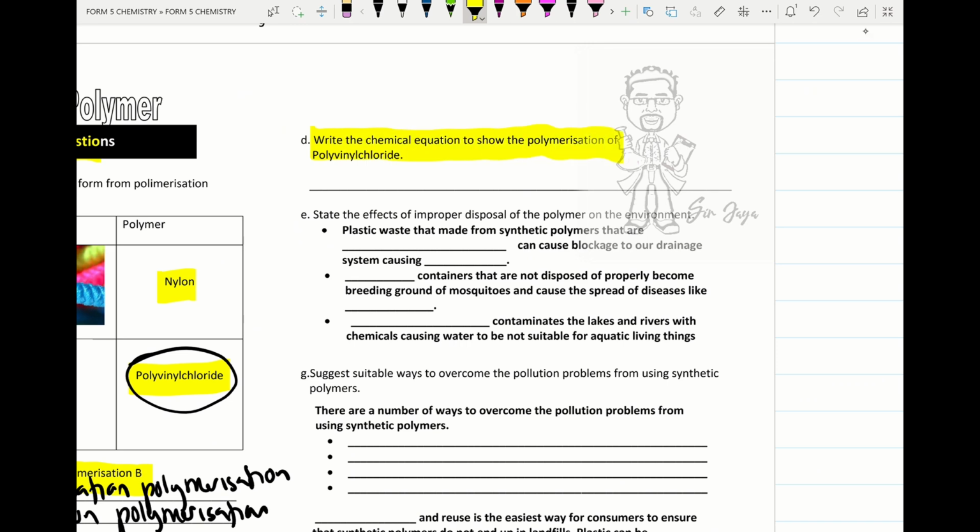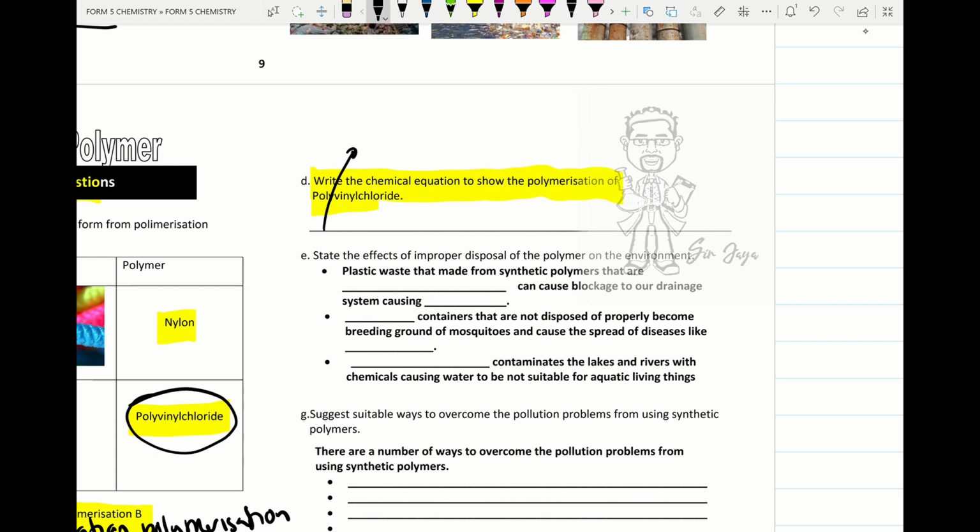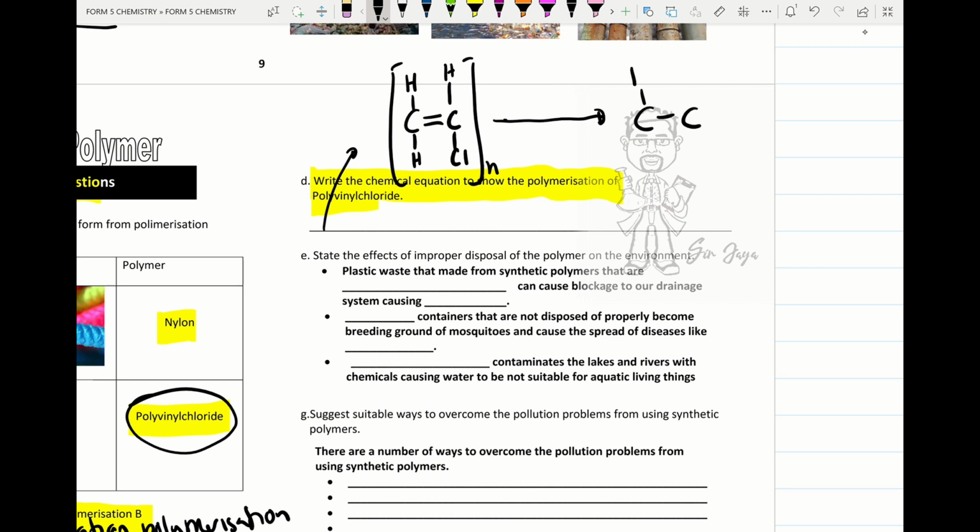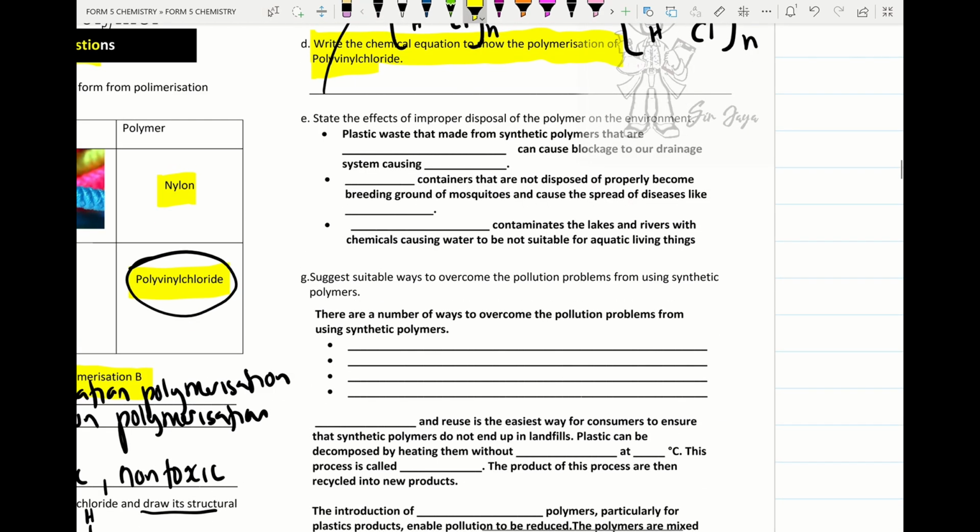Write the chemical equation to show the polymerization of polyvinyl chloride. So we try to draw the structural formula of chloroethene, C double bond C. So we put hydrogen atom, so here hydrogen atom, and chlorine atom. We open bracket and close bracket and we put n symbol. All right, so this chloroethene will undergo addition polymerization where the C double covalent bond will break and form single covalent bond. So we put here Cl, we open bracket, we close bracket, we put the n symbol, so we draw structure like this. All right, this is the chemical equation for the polymerization of polyvinyl chloride. All right, so now we move on to the question number E.